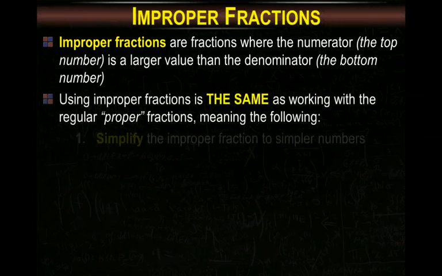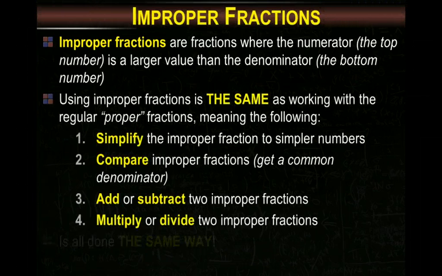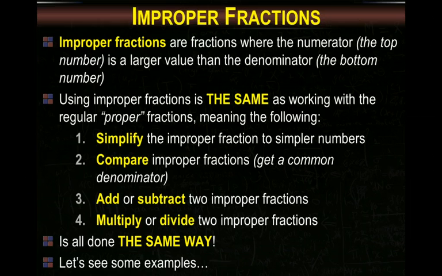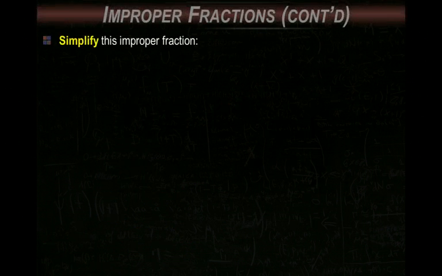Okay, so as I said, improper fractions are where the numerator, the top number, is larger than the bottom number, or the denominator. It's the same as working with regular fractions. So when you do math with them, you do the exact same stuff you would do when you do regular fractions. You can simplify them, you can compare them, you can add them, you can subtract them. An improper fraction is still a fraction. So all the rules I've taught you about fractions up to this point also work with improper fractions. You do them exactly the same way. Let me show you an example, okay?